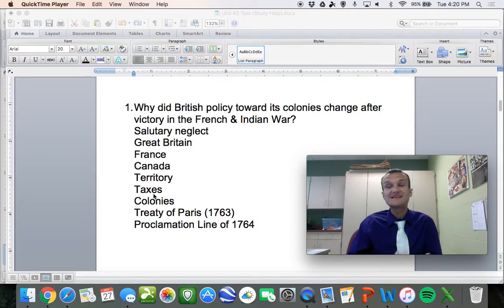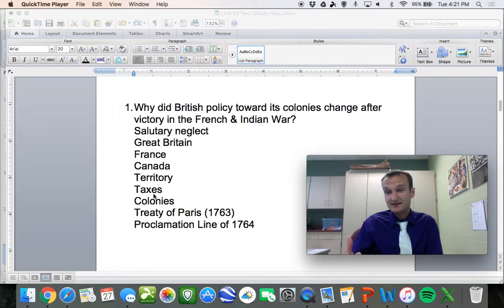For example, salutary neglect is something that you will need to include in this response because it was that policy that was ended after the French and Indian War. No longer did Great Britain neglect or ignore its colonies because they started making them follow new rules like taxes and enforcing those taxes. They had taxes and a few rules before, but now they were actually going to be enforced.